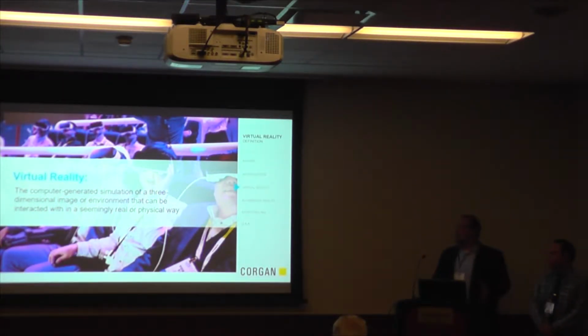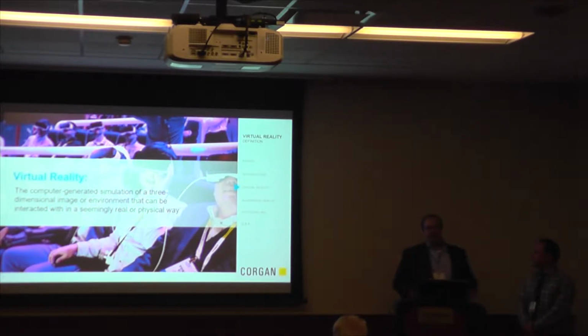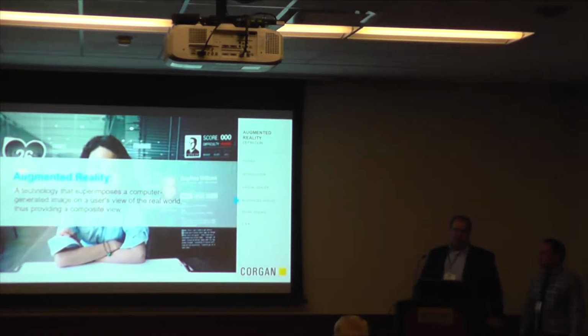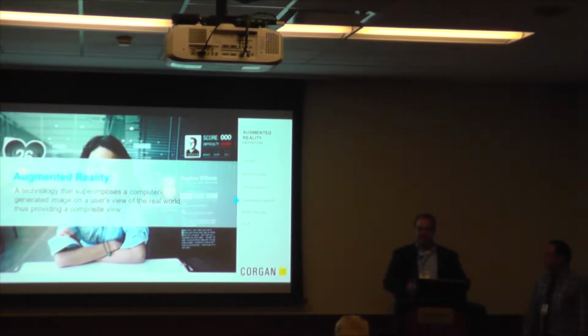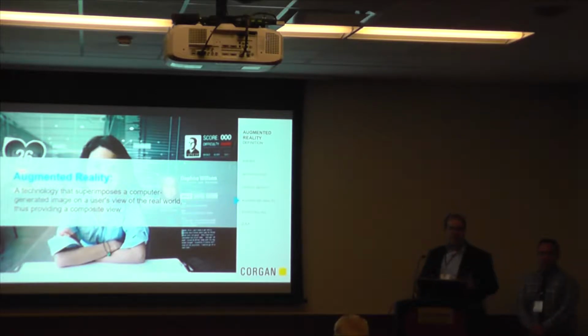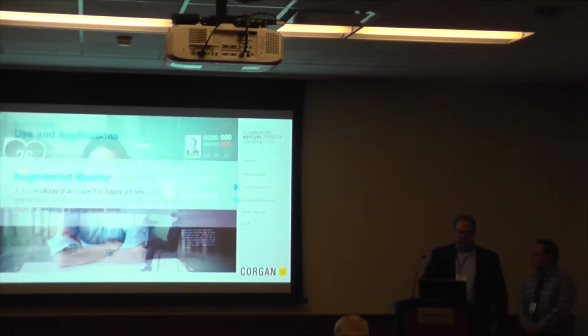So let's start off by defining what virtual reality and augmented reality are. Virtual reality is the computer-generated simulation of a 3-dimensional image or environment that can be interacted with in a seemingly real or physical way. While augmented reality is a technology that superimposes a computer-generated image on a user's view of the real world, thus providing a composite view. But I'm sure all you guys here already know way more about that than we do. But we're architects, and we're going to talk about how we use these 2 technologies and apply them to our workflow.